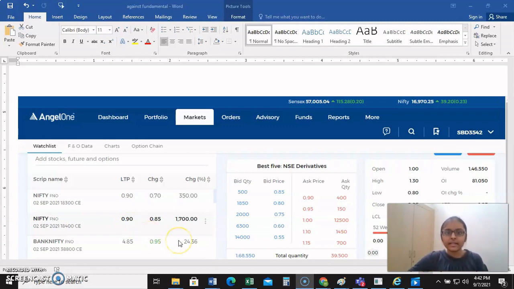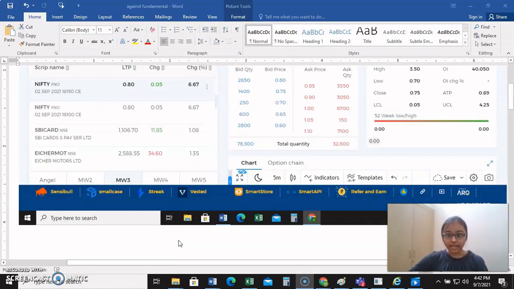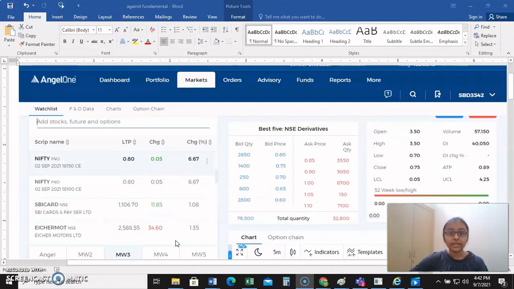But you may say that one cannot conclude it based on LTP because there could be difference in timings of the trade, and you're right. But I'm going to highlight something which is really against the fundamentals of option pricing. Look at it.